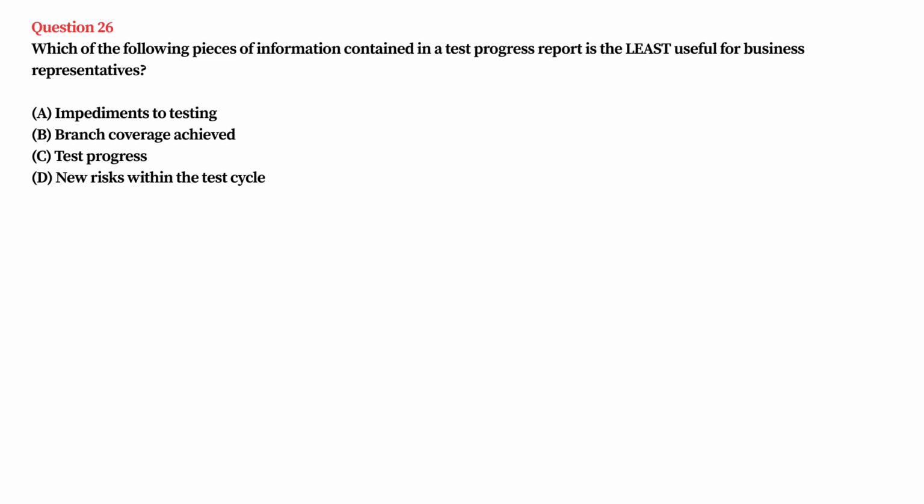Answer A is not correct. Impediments to testing can be high level and business related, so this is an important piece of information for business stakeholders. Answer B is correct. Branch testing is a technical metric used by developers and technical testers. This information is of no interest to business representatives.